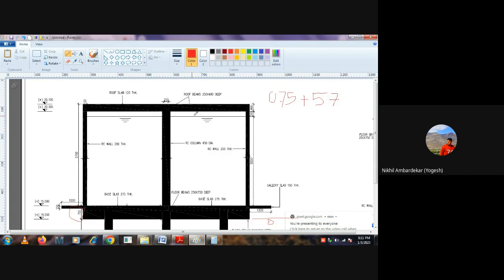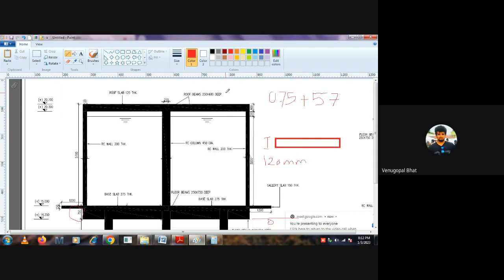Now we have come up to the top of the roof slab, so we need to come a little bit down to the CG. If I try to draw the roof, where should its CG be? At the center. And what is the thickness of the roof slab? 0.4? No, 120 mm. Sir, 0.4 is the roof beam.